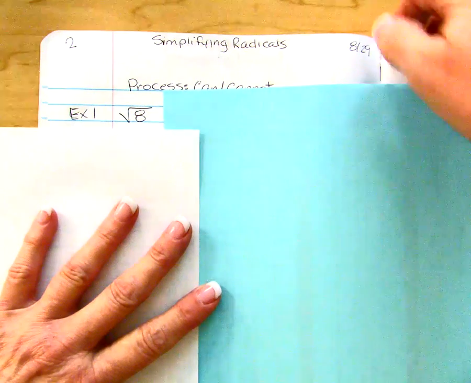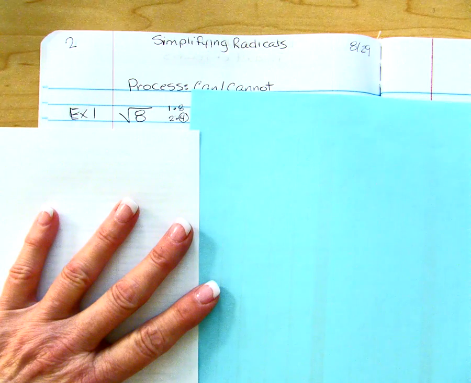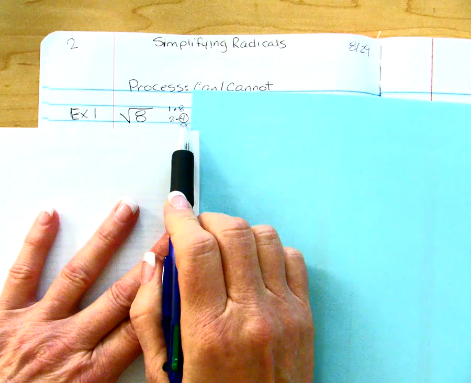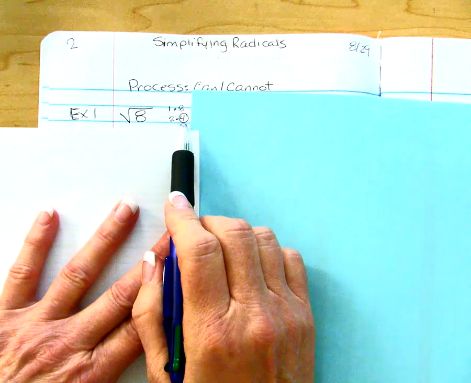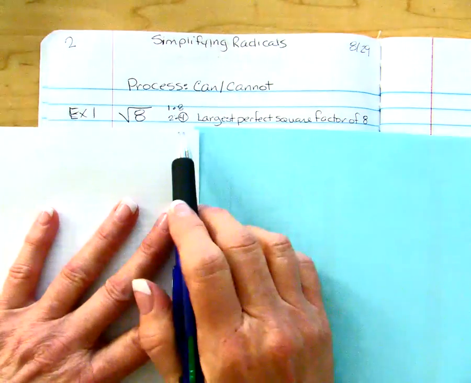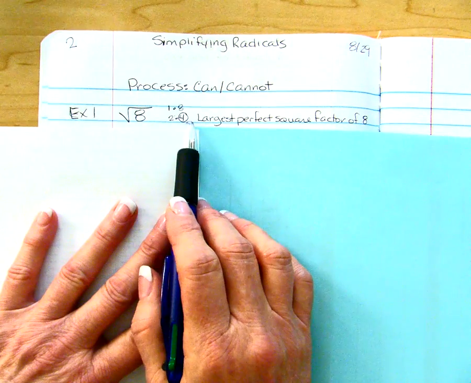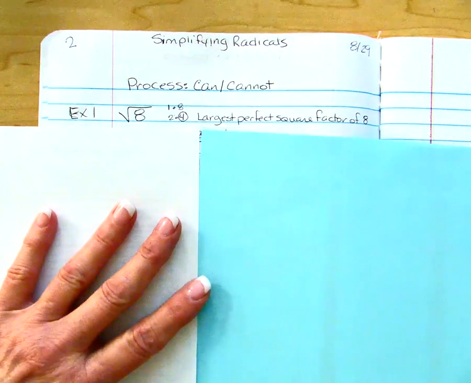So what we do first is we look at the factor pairs for 8. We have 1 times 8 and 2 times 4. We are looking to see if one of those factor pairs has a perfect square as its factor. And we in particular need the largest perfect square. So in this case 4 is the largest perfect square factor of 8.